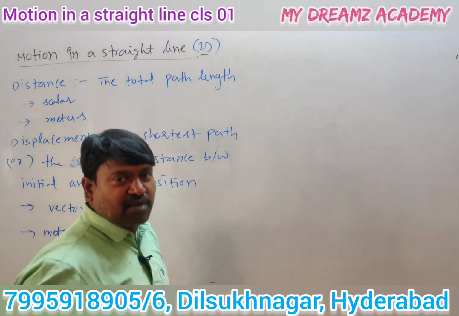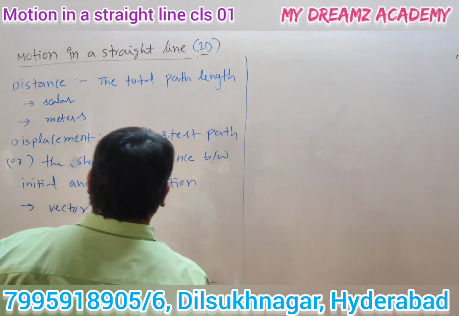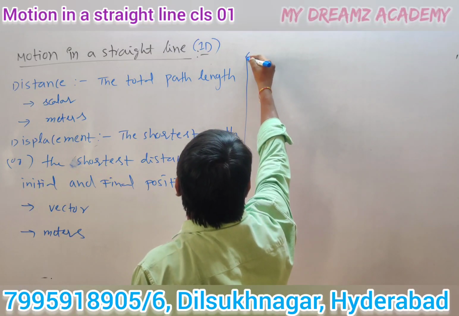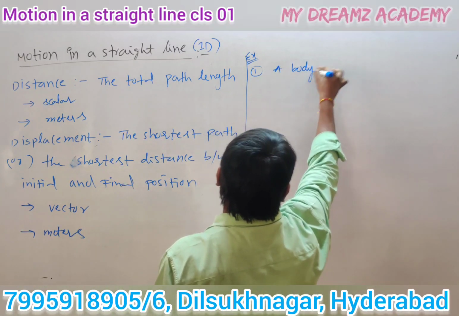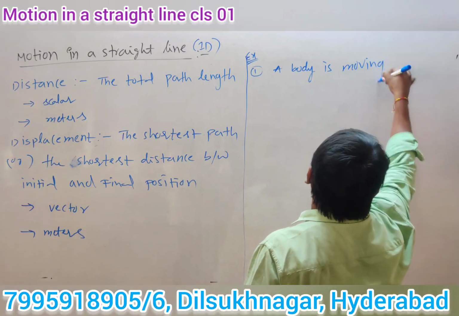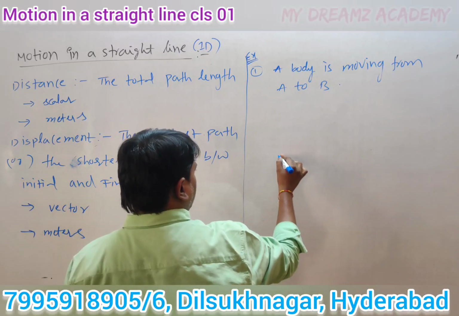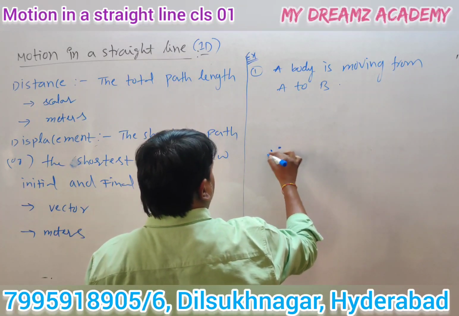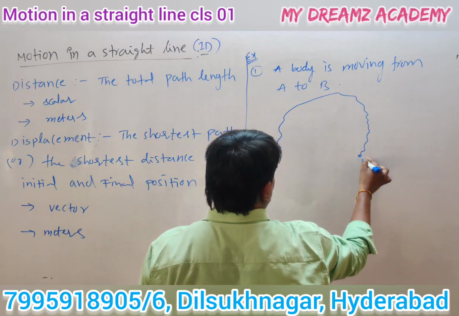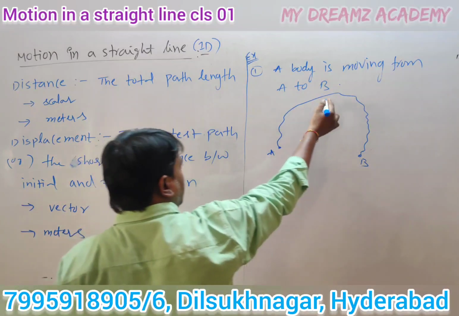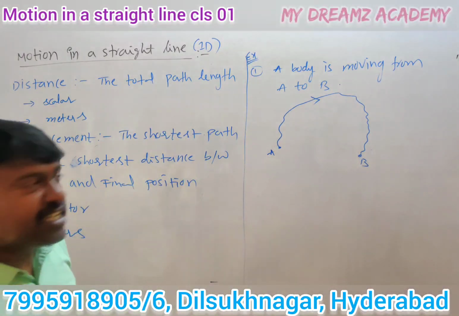Let us see some examples. How can we measure distance and displacement? For example, consider one problem. A body is moving from A to B as shown in the graph figure. This is the initial position. The body starts at this point, moves along this direction, and finally reaches this point. This is the final position. What is the distance and displacement?